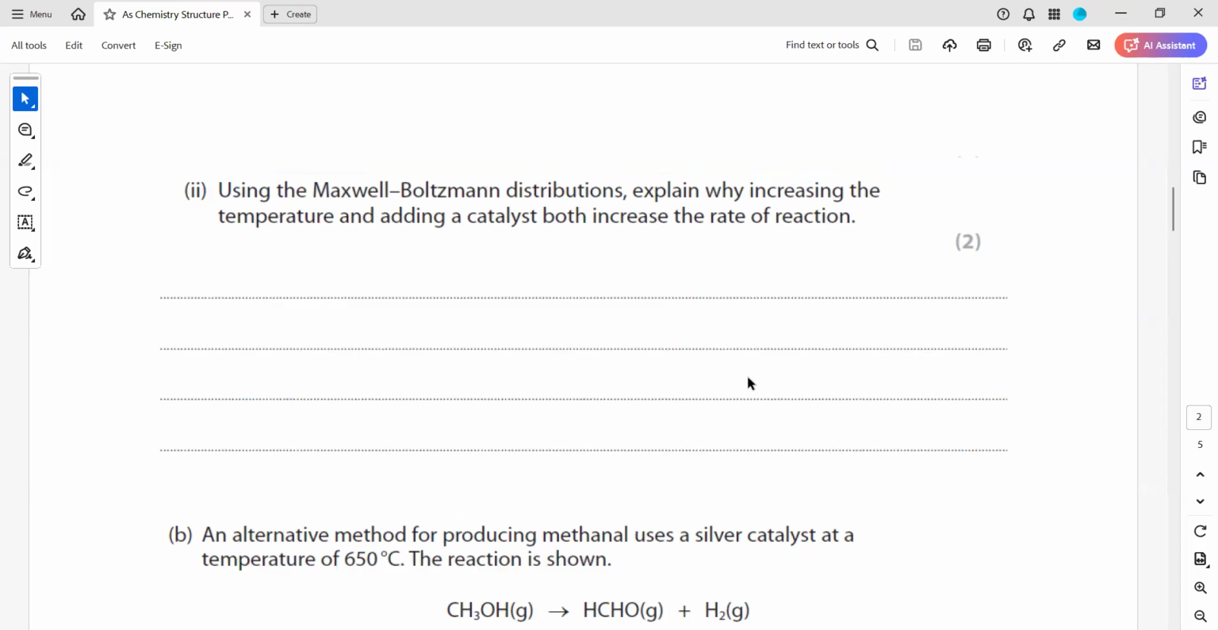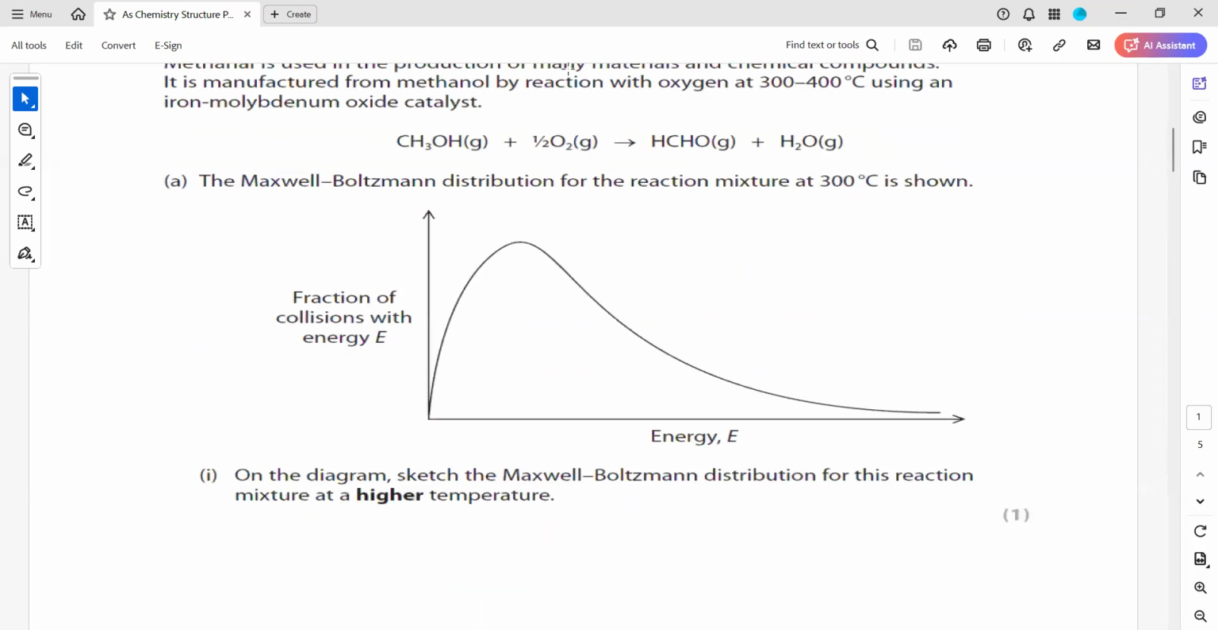Because if we were using a catalyst for this reaction, say this was a high temperature. If the reaction was carried out without catalyst, this was the activation energy. But when we use the catalyst, this will be the activation energy. So a greater proportion of the particles will have energy more than activation energy. That's why the rate will increase as well.